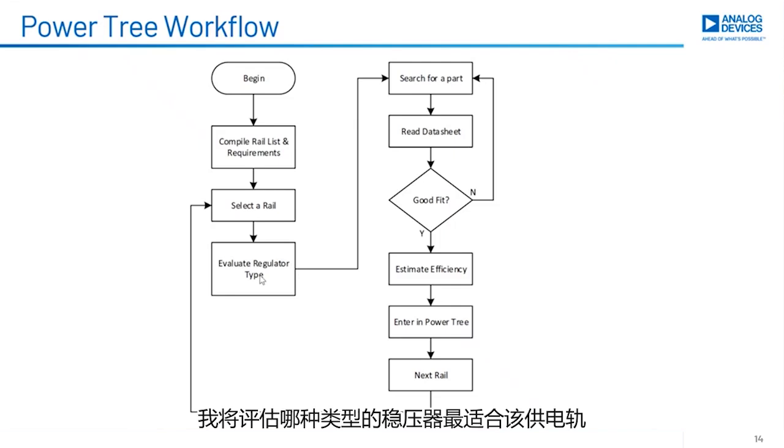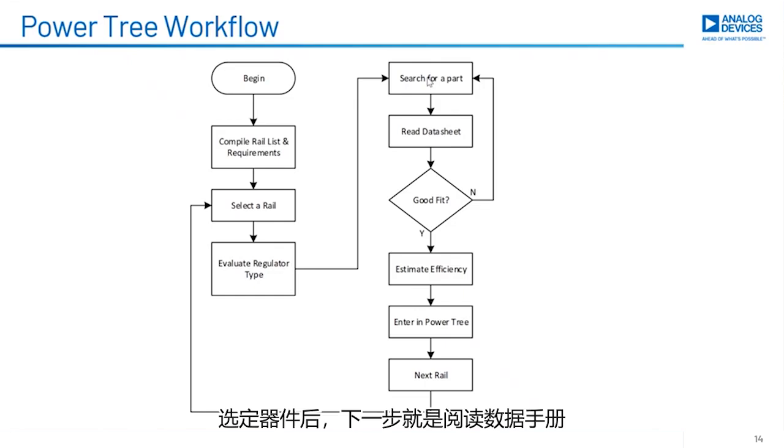And I'll evaluate what type of regulator would best be used for that rail. Is it a discrete design with a controller and external FETs? Is it a monolithic part where the FETs are on chip? Or is it a micromodule or an LDO even? So think about what type of regulator makes sense for that rail that you selected. Then you have to search for a part. So in a moment, we'll get into how you go about searching for parts.